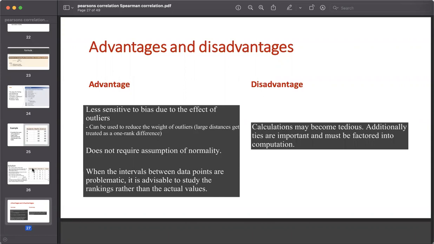And there is one disadvantage: calculation may become tedious. Additionally, ties are important and must be factored into the computation.